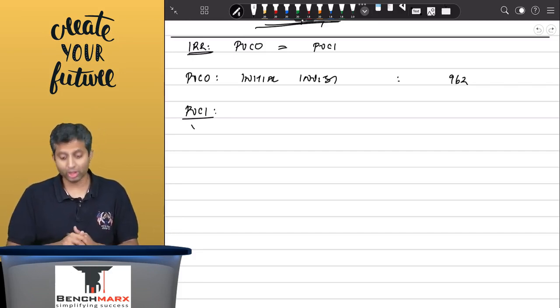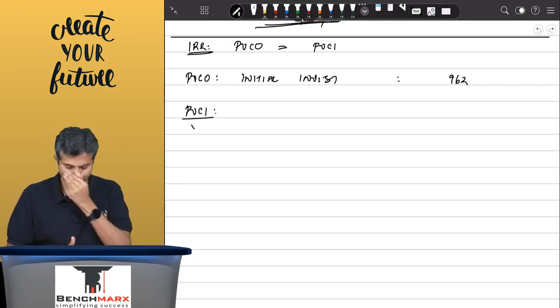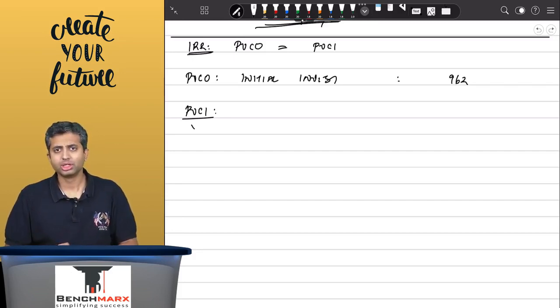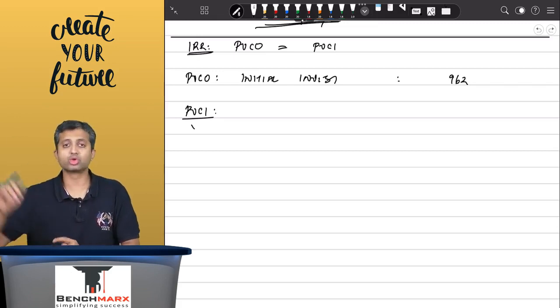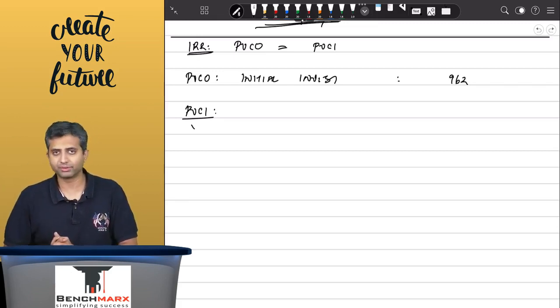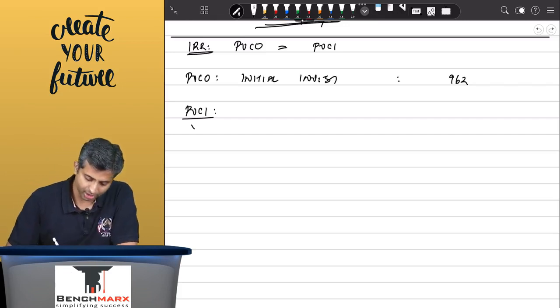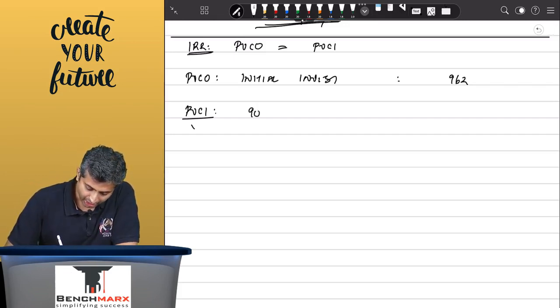In this case, if you were to invest, for example, 962 into a bond, this 962 that you are investing in a bond is going to give you 90 rupees in each of the year, and then it is going to give you 1000 rupees at the end of the 5th year. And as a result, over here you will say 90 into the present value annuity factor, but you don't have that, and that is why you use a method called the trial and error method.